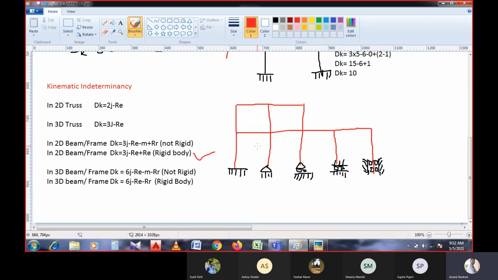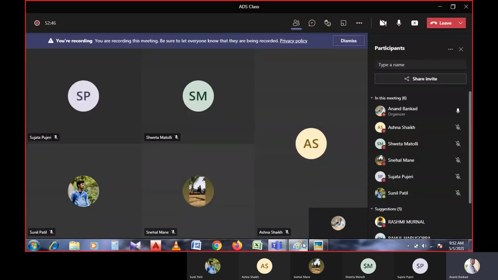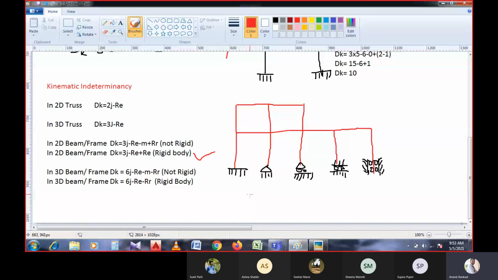So all of you trying. Sujata, Snehal, Shweta, are you trying? Sunil? So, okay, anyhow, I will tell you, I will calculate this.